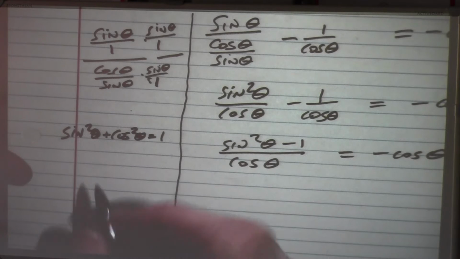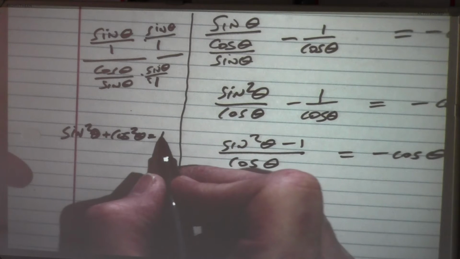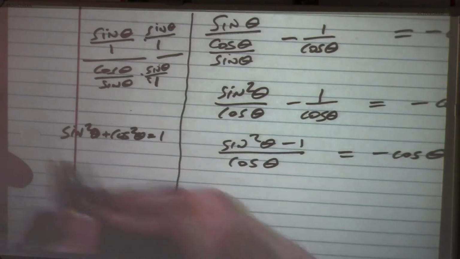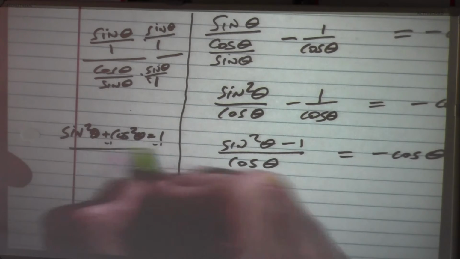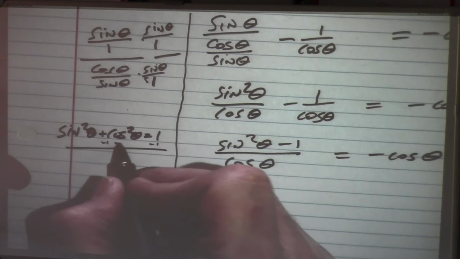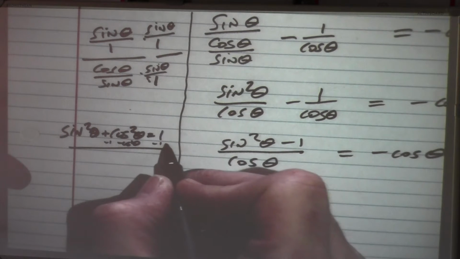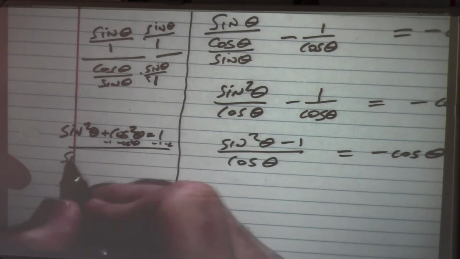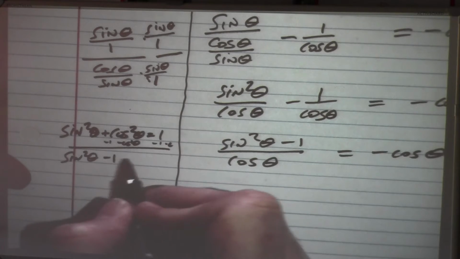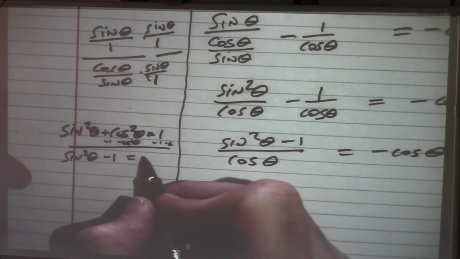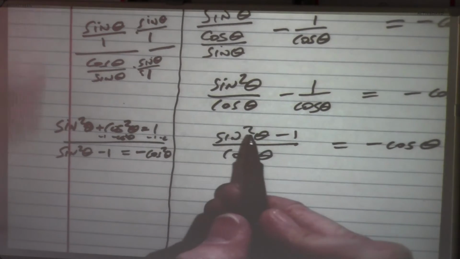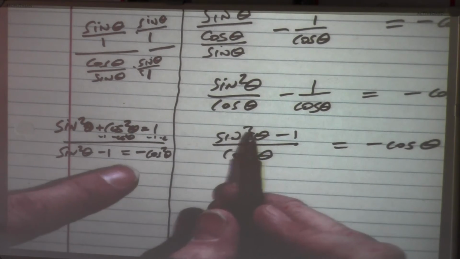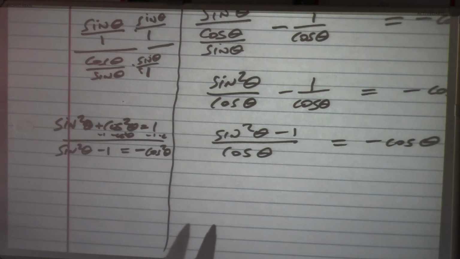Actually, there's two ways to think of this. Let's do this one. Let's subtract 1 from here. So if I subtract 1, and if I subtract cosine squared theta from both sides, I'm going to get sine squared theta minus 1 is equal to negative cosine squared theta. So this and that are equal. I can just take it away and put in negative cosine squared theta.